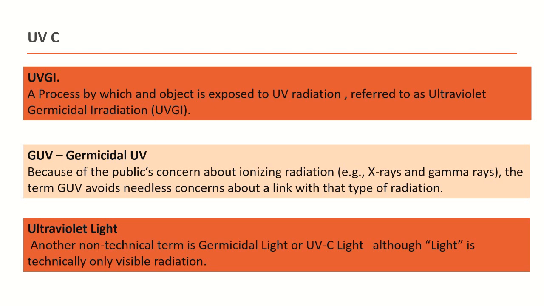Now, ultraviolet germicidal irradiation is the process by which an object is exposed to UV radiation. The process of exposing an object to UV radiation is called ultraviolet germicidal irradiation. Ultraviolet light is another non-technical term, but light as such is actually for the visible spectrum.